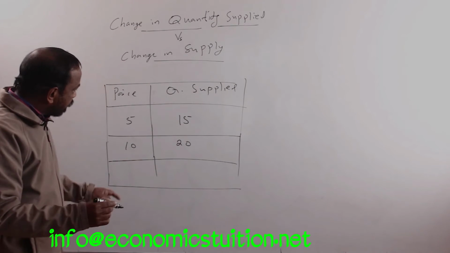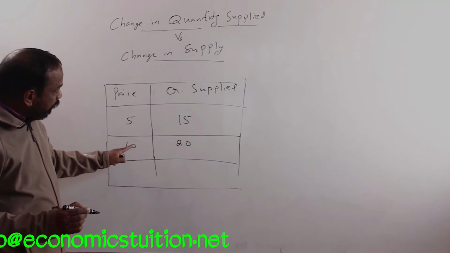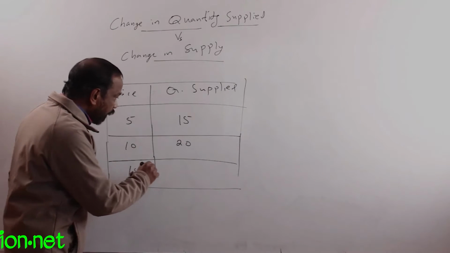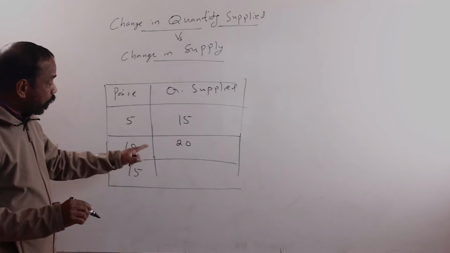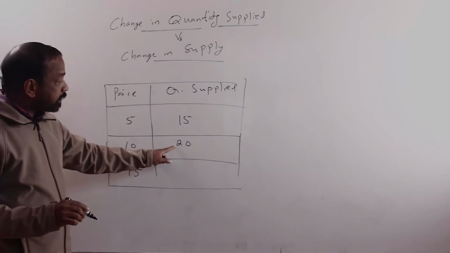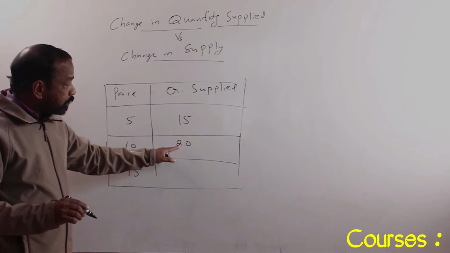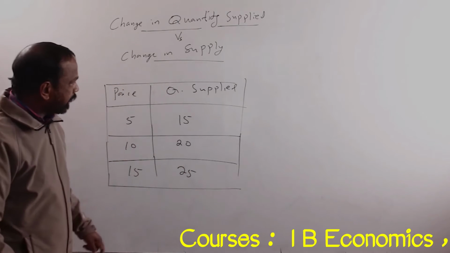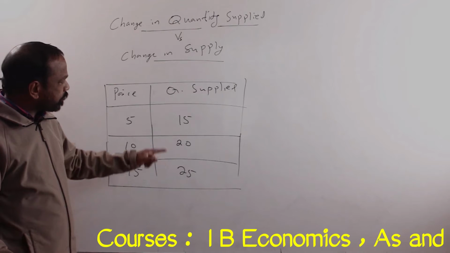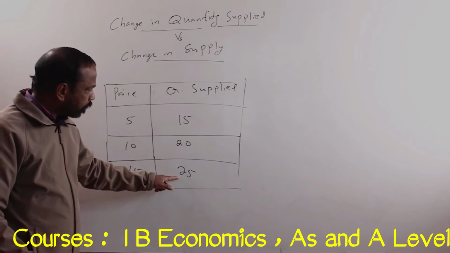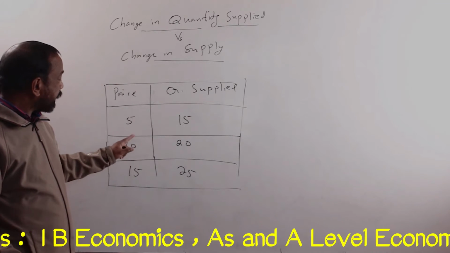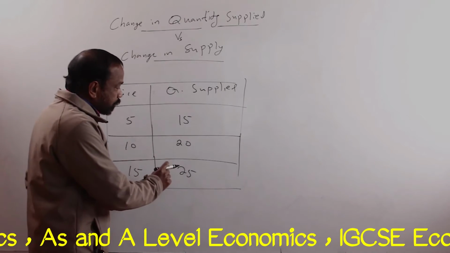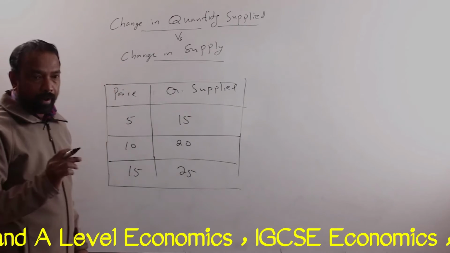On the other hand, the price of the commodity rises from 10 to 15. What is going to happen? The quantity supplied follows the same direction. The quantity supplied is also going to rise from 20 to 25. Look at here: quantity supplied changes from 20 to 15 and from 20 to 25 because of change in price from 10 to 5 and 10 to 15. So this situation we are going to explain on a diagram.